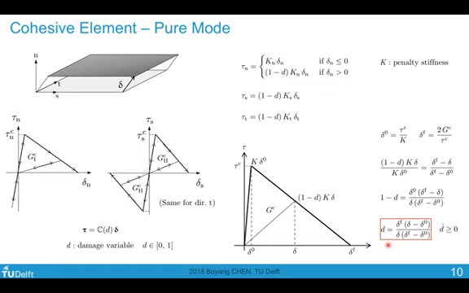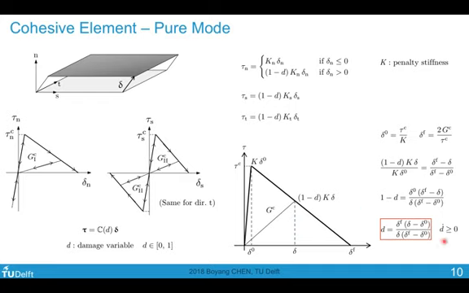So now I have an expression of d in terms of delta f and delta 0, which are determined based on material parameters, and then I have my delta, which I can obtain from nodal degrees of freedom through shape function interpolation. So now I have calculated my d in terms of delta, which is opening, and this relationship is valid for pure mode loadings.